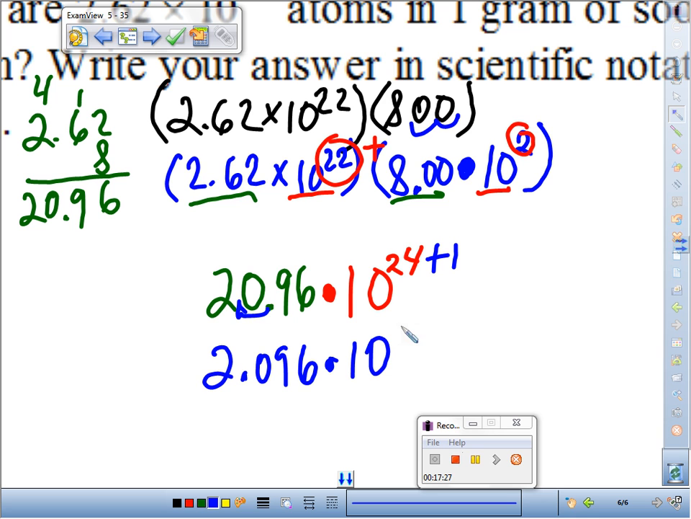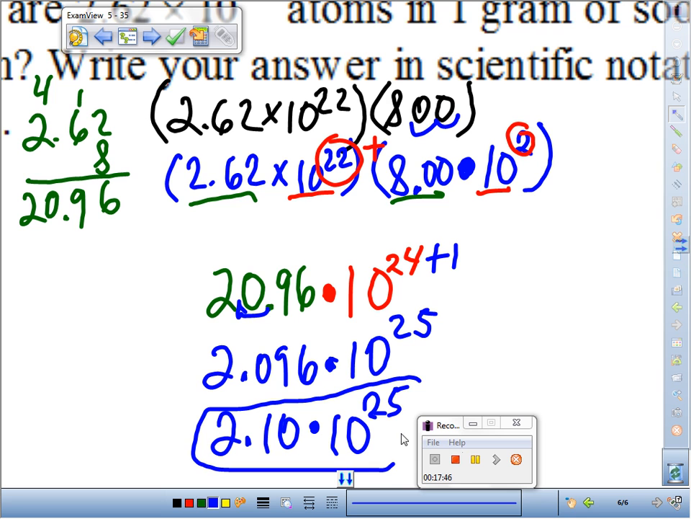10 to the 25th. However, I'm not done because they want us to round it to the nearest 2 decimals. So the 9 becomes a what? A 0, and this one becomes a 1. So this is 2.10 times 10 to the 25th. Hands up if you got that by yourself. Okay? Some of you might have forgotten this last step, so make sure you do the last step. Okay, let's go to number 6.